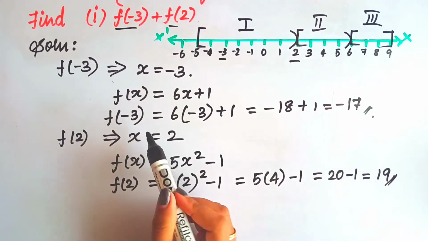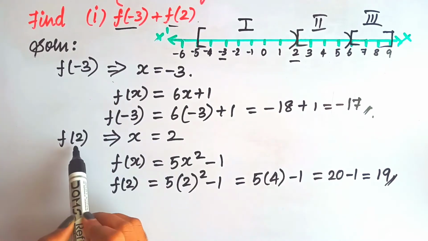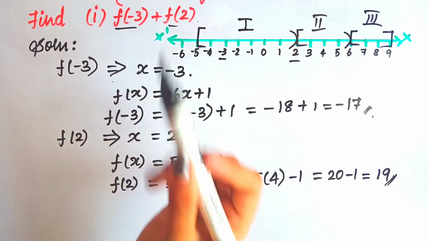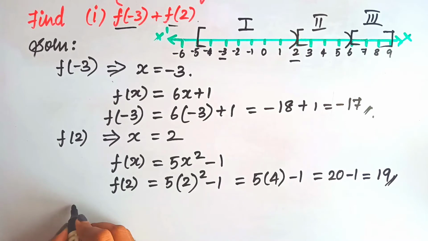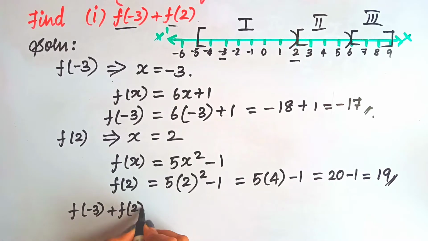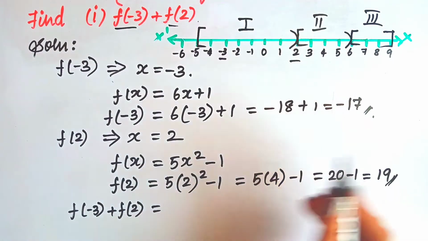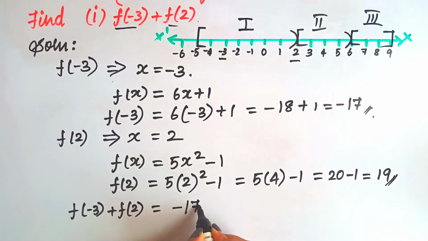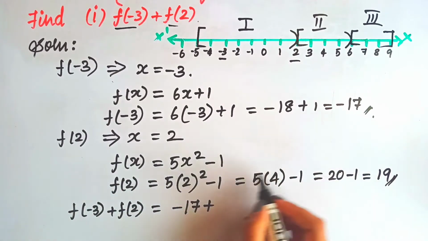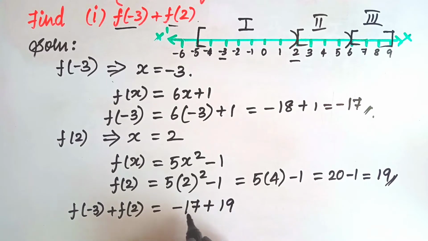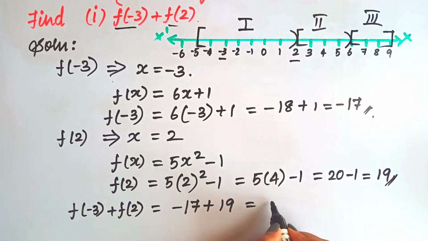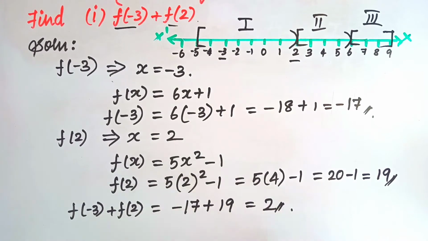So we have found f of minus 3 and f of 2. Now we have to substitute in our question. What's our question? f of minus 3 plus f of 2. First we substitute f of minus 3, which is minus 17, plus f of 2, which is 19. So it's minus 17 plus 19, so we subtract 19 minus 17. The answer will be 2.